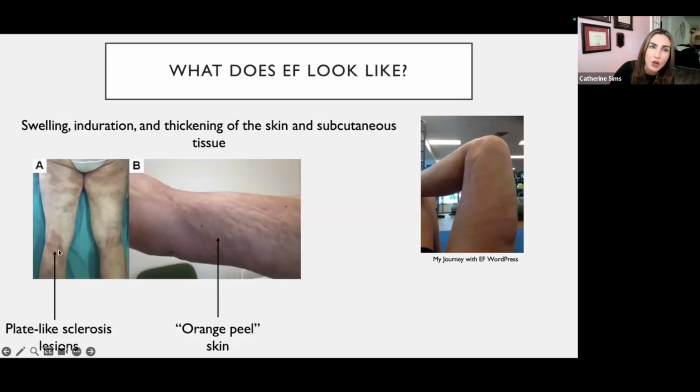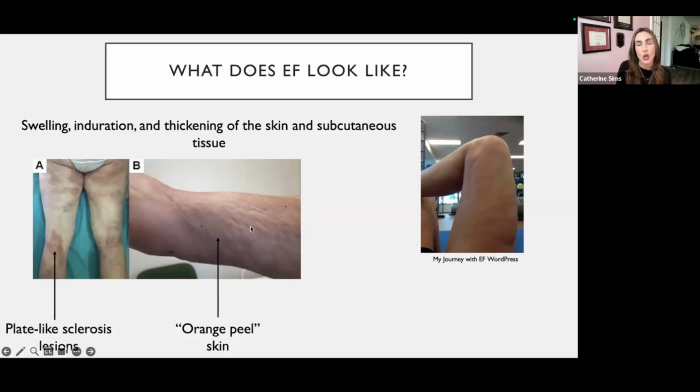And if you were to run your hand over it, it kind of feels thicker and smoother than the other parts of the skin and maybe not as mobile. There's also another textbook term that is used called orange peel skin. Just like we talked about that saran wrap around the muscle becoming fibrotic and thick, you will see here those lumps and bumps.